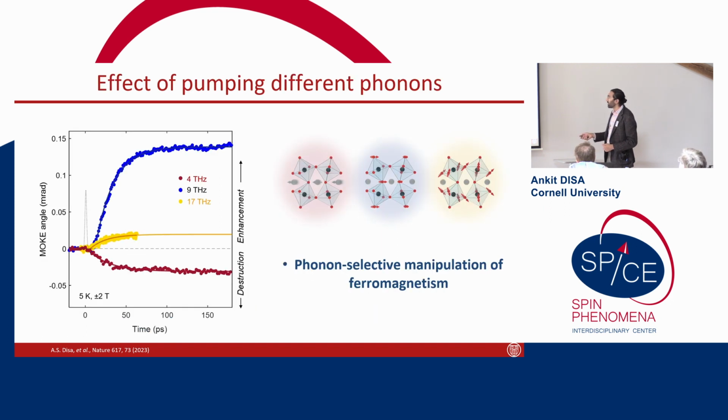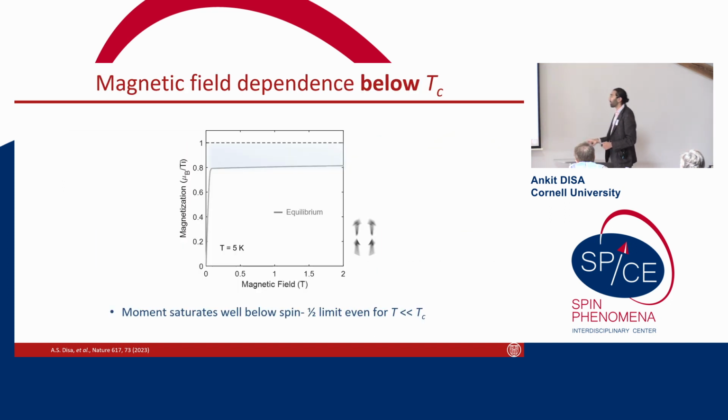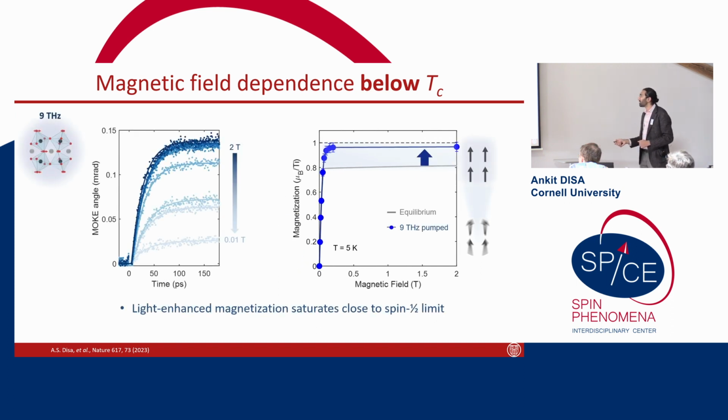So what we did was we looked in more detail in particular at this non-equilibrium state that we get after driving with 9 terahertz, which is the one that has the strongest effect. So again, here I'm showing you the equilibrium magnetization as a function of field at low temperatures where you find that the magnetization doesn't saturate to its ideal spin 1/2 limit, which may be related to spin fluctuations. And what we find when we drive the system is that for the strongest drives that we can produce, we end up actually with a non-equilibrium magnetization at long times, which saturates very close now to this ideal spin 1/2 limit, suggesting that we may be quenching the fluctuations that are otherwise suppressing the magnetization.